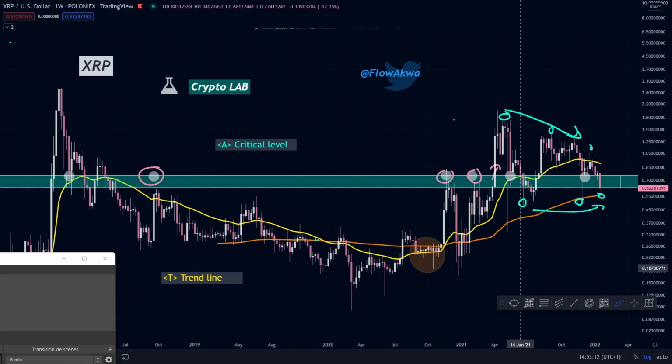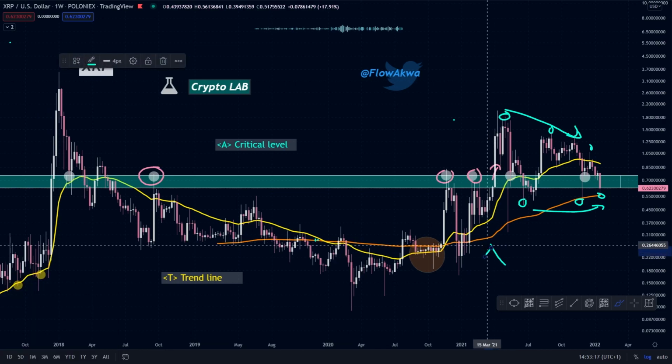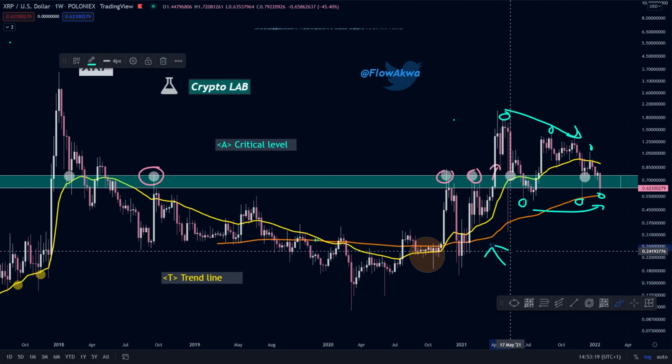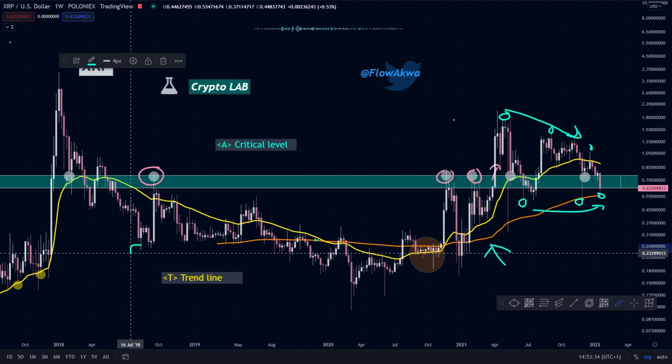On this chart, I added a moving average in orange. This is the 180 exponential moving average on the weekly time frame. Why am I using this? It's simple. This is the line that I used when we were here.